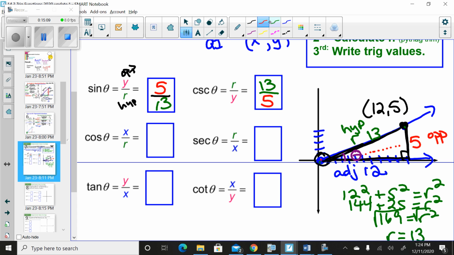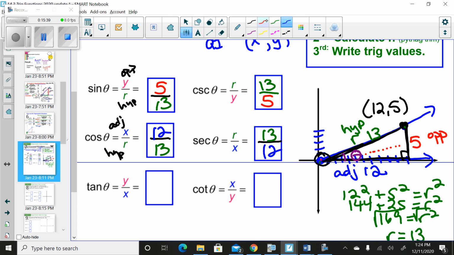All right, now let's do cosine. Cosine is x over r, or if you want to use your words, adjacent over hypotenuse. So let's take a look at the picture here and see what that means. What side's adjacent? Well, that's the 12 over the hypotenuse, which is 13. And then I'm going to do its reciprocal. The reciprocal of cosine is called secant. That's just a definition that we need to know. So secant then would be 13 over 12. So it's literally the reciprocal.